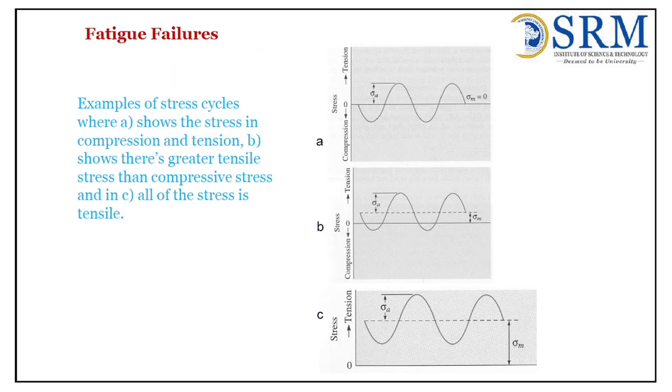You can see these are the fatigue failure cycles. Examples of stress cycles: the first diagram, A, shows stress in compression and tension. The second one, B, shows a greater tensile stress than compressive stress, and in the third, all of the stress is tensile in nature. You can see the zero, the nominal line. If we get a sinusoidal curve, the material is subjected to both tensile and compression. Initially it starts with compression, then goes to the tensile side, again the compression side, then the tension side, like this, where sigma m is equal to 0. That is the mean stress.